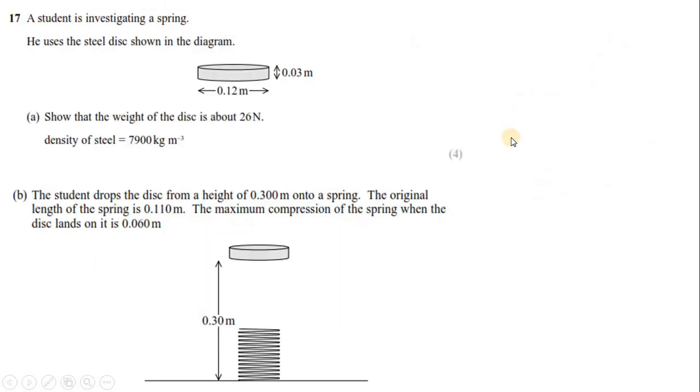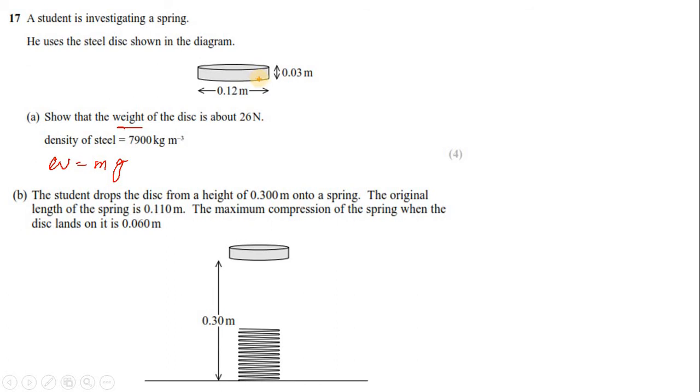17. A student is investigating a spring. He uses the steel disc shown in the diagram, with diameter 0.12 and thickness 0.03. Show that the weight of the disc is about 26 Newton. Density is given, so we know that density rho is given, and we need to find the weight. Weight is mg. We don't have mass, but we have density, and we can figure out the volume because this is a cylinder.